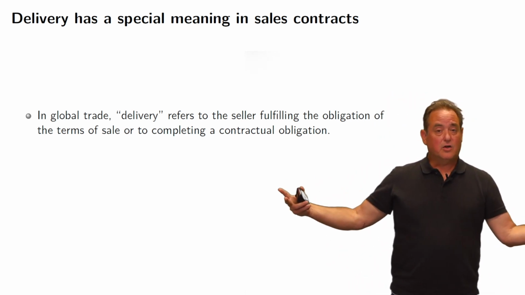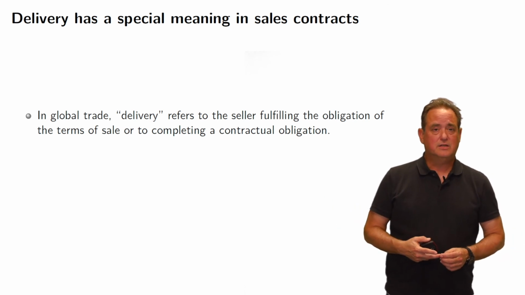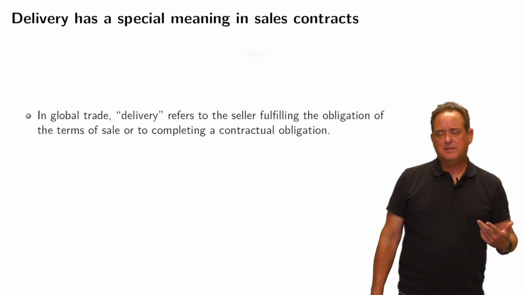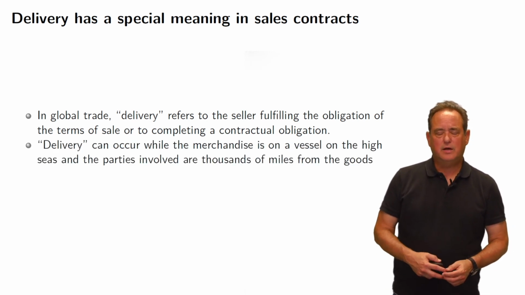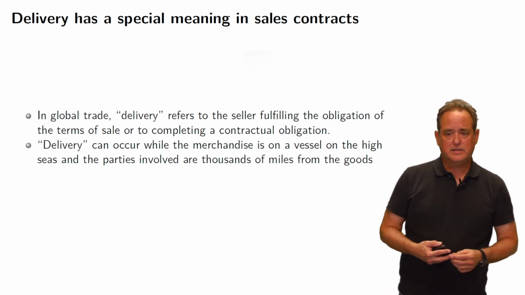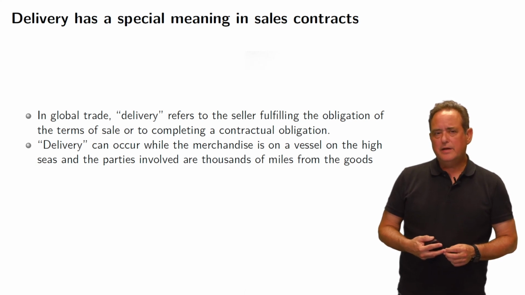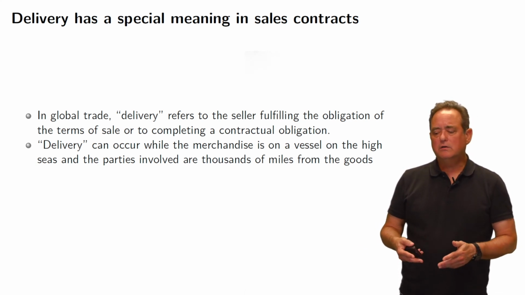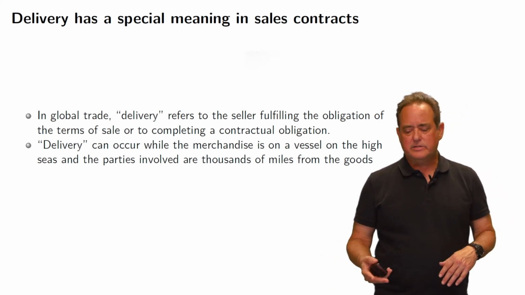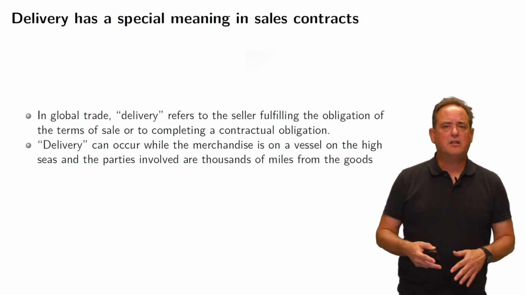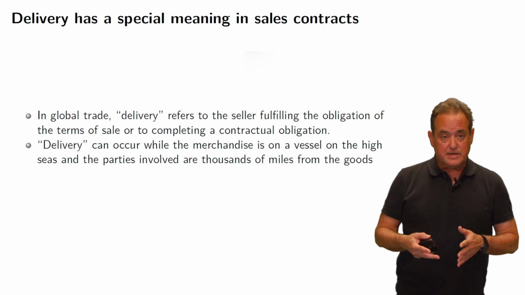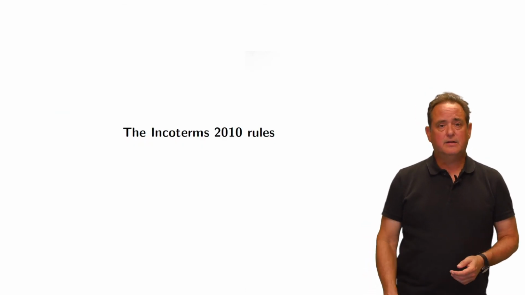But in a large international transaction, when delivery takes place and how delivery takes place is something that the parties have to concur about in their transaction. Now, we know that delivery can occur even while the merchandise is on a vessel on the high seas, and the parties involved, the buyer and the seller, are thousands of miles away from the actual goods. From a legal standpoint, delivery can occur.